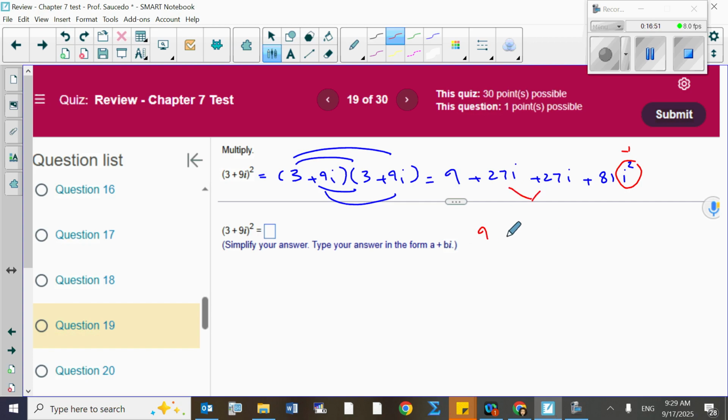27i plus 27i will add up and will be 54i. And 81 times -1 is -81. Now I need to combine 9 and -81. Sorry, I made a mistake. This will be -72. 9 minus 81 will be -72, and 54i after that. So this is your answer.